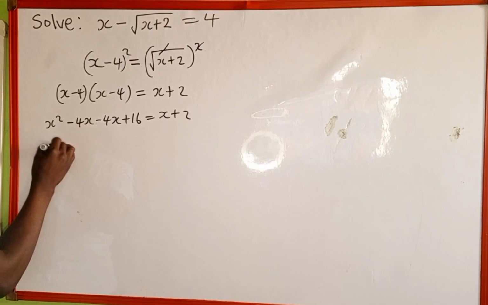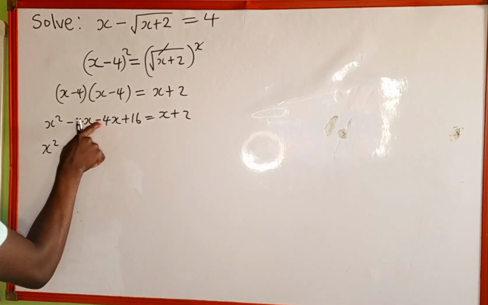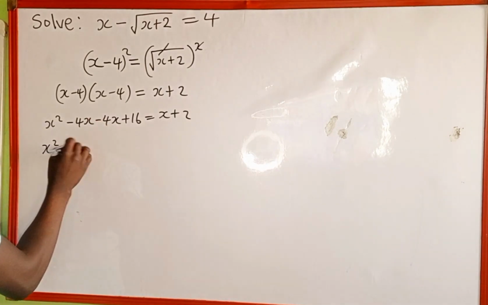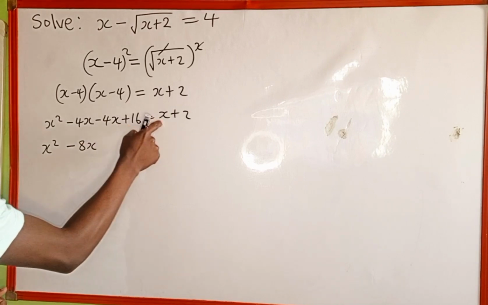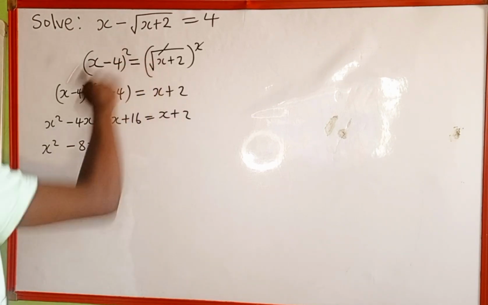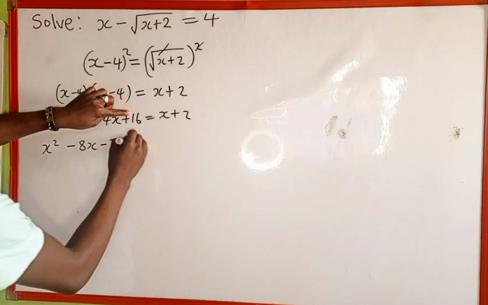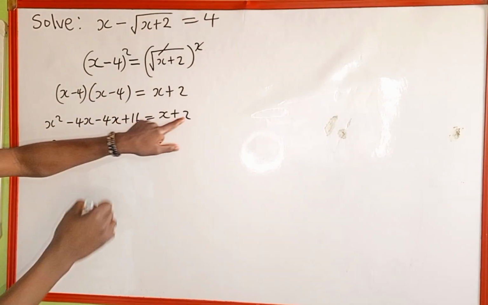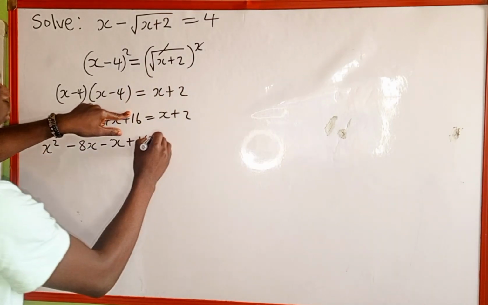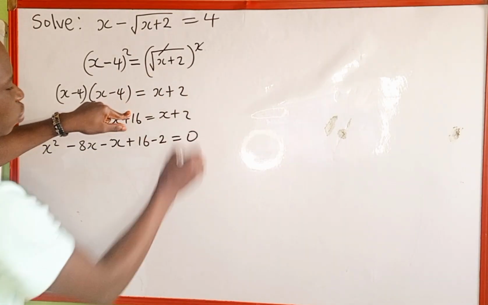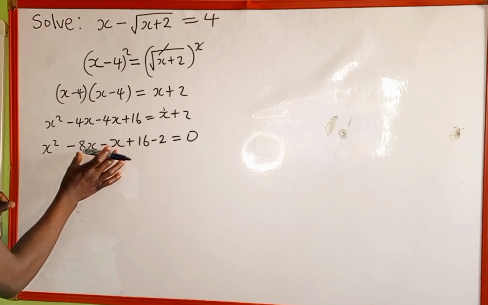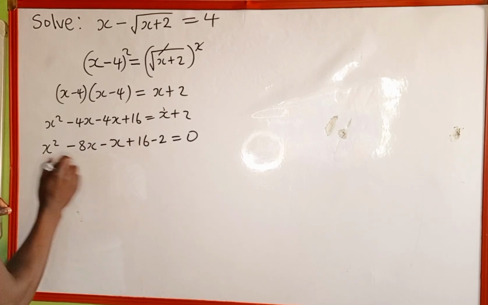So the next thing we are going to do is to combine the like terms. We have x to power 2 here. Negative 4x, negative 4x is going to be what? Negative 8x. Then we have x here. When this x crosses this equality sign, it's going to change to negative x. Then we have 16, positive 16. And when this 2 crosses to the other side, it's going to change to a negative 2, which is equal to 0. So now we can add these together because they have the same variable.